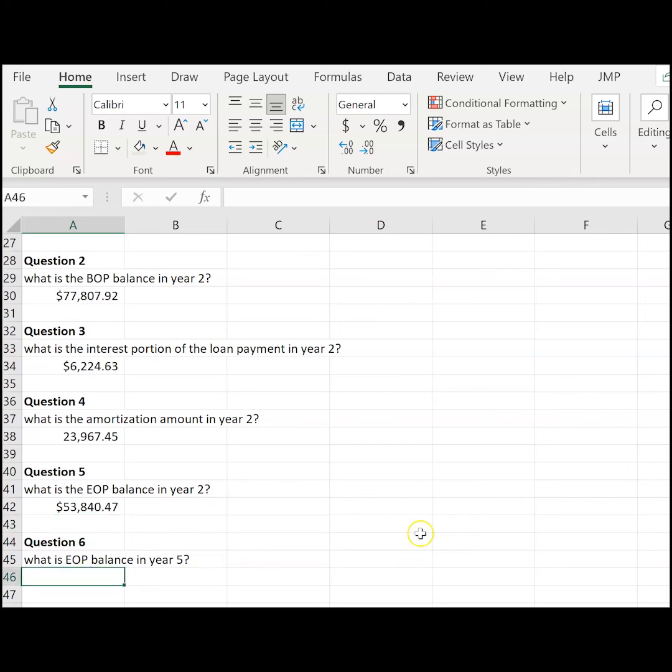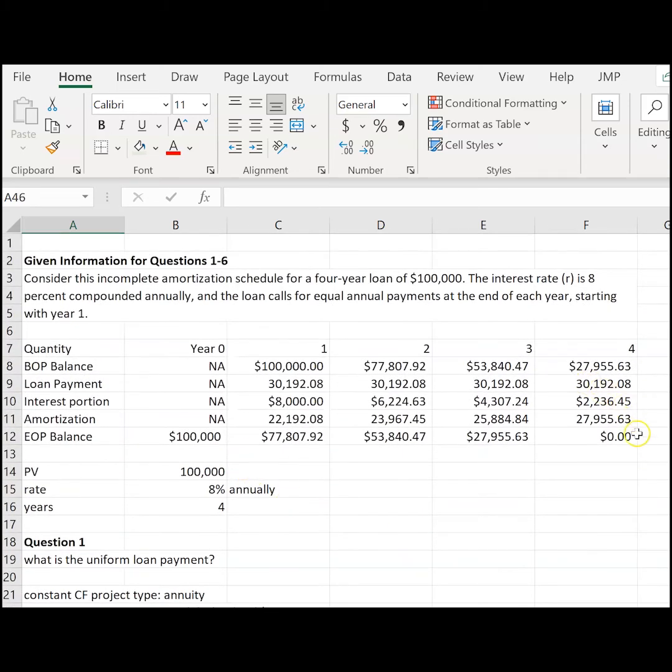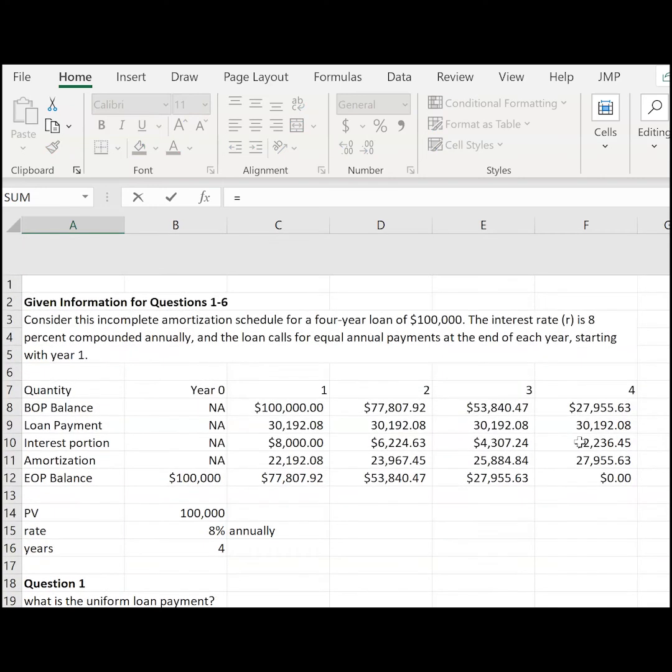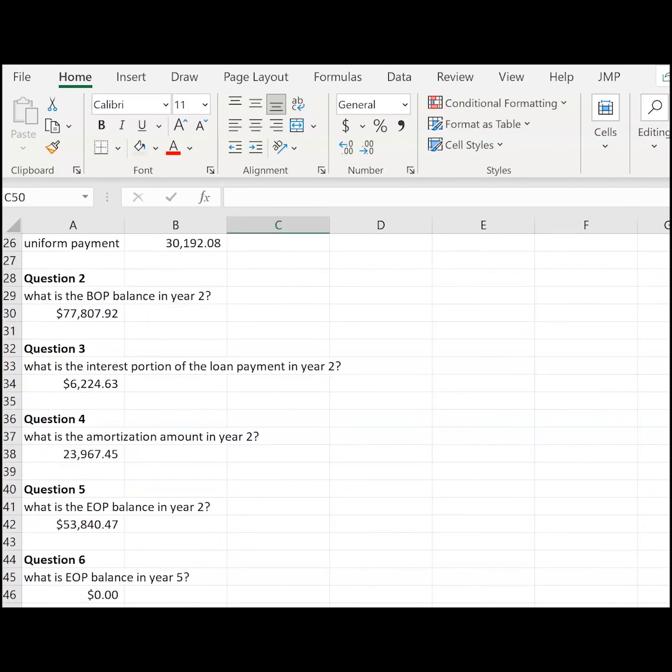All right, and question 6, what is the end of period balance in year 5? All right, so we'll look at our table for this. End of period balance in year 5. Okay, so there is no year 5, so I'm just going to assume this is a typo and meant to be year 4. So we're just going to go ahead and say the end of period balance in year 5 is 0.